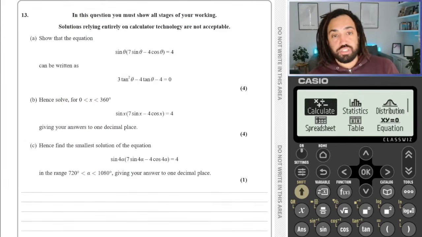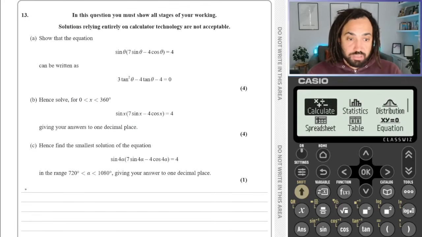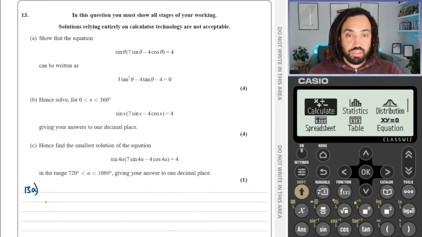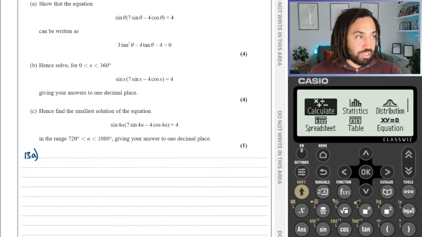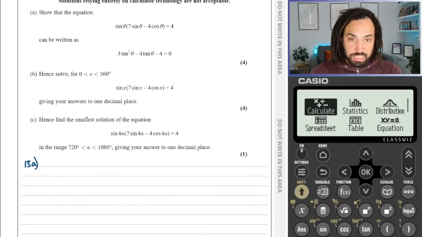Question 10: show that this equation can be written as this. Now, I have actually done this question before, and it is quite tricky. So I'm a little bit apprehensive about how I'm going to explain this, but let's just go with the flow and see how it works out.